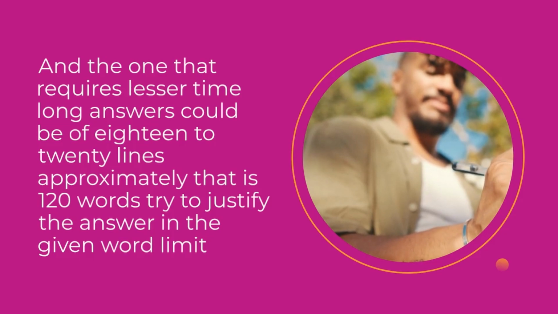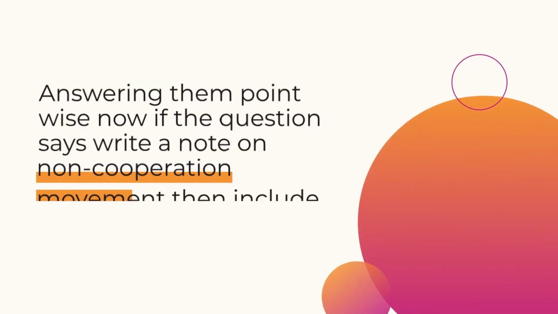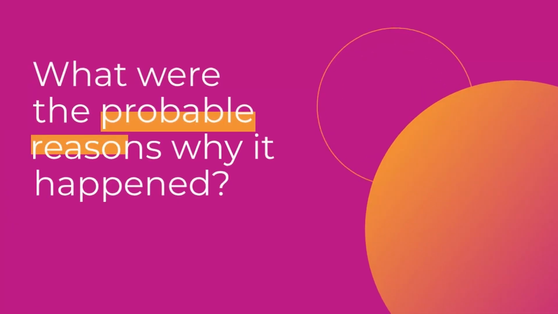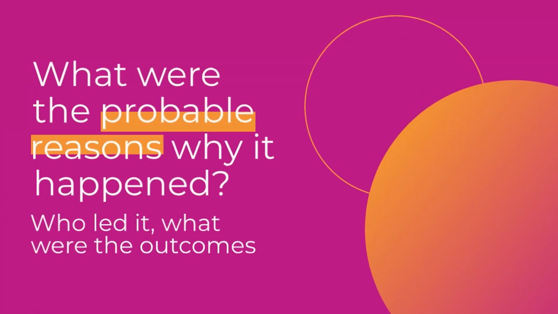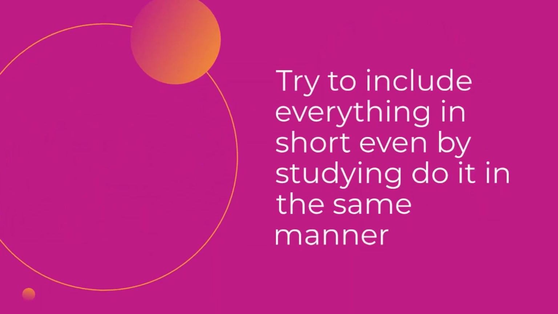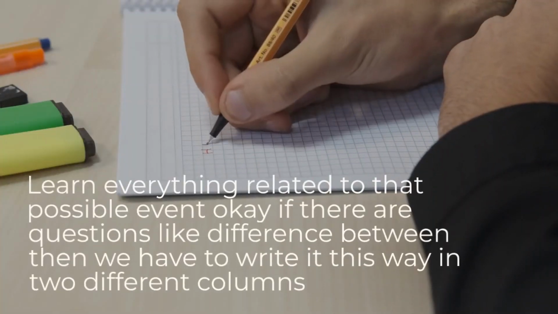That is a 120 words question. Try to justify the answer in the given word limit, answering them point-wise. Now, if the question says write a note on the non-cooperation movement, then include all the relevant points. What were the probable reasons? Why did it happen? Who led it? What were the outcomes? Try to include everything in short. Even while studying, do it in the same manner. Learn everything related to the possible event.